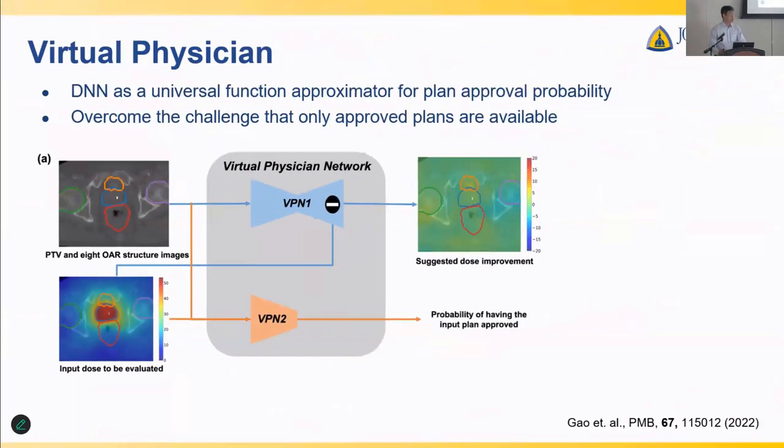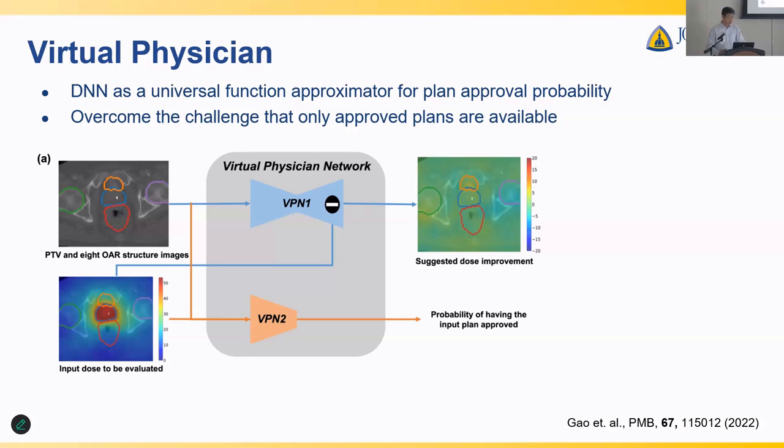Along the same direction, we tried to build the so-called virtual physician. So we use a deep neural net as a universal function to approximate the probability for a plan to be approved. In other words, we have a network, input a plan, and output the probability for this plan to be approved by this physician. This is a relatively easy problem if you have both good plans and bad plans, because you can treat it as a classification problem. The challenge in our clinic is we don't have only good plans. All the bad plans have been discarded in the treatment planning process. We never store them, or very rarely we store them. So what do we do?